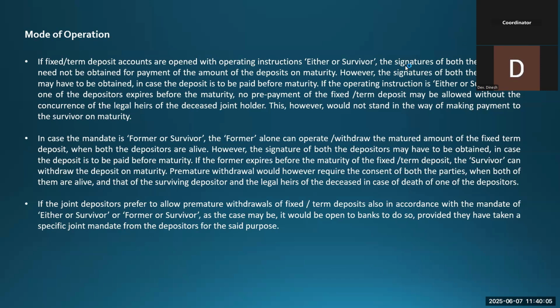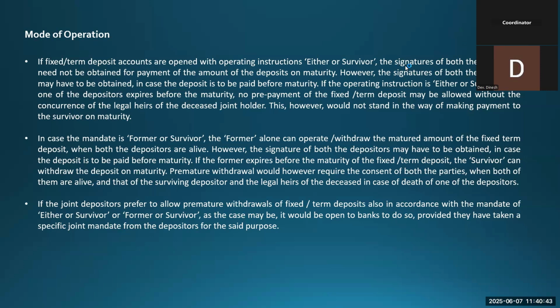Now, there is another mode of operation called former or survivor. The account operation can be done by the former. Former means first holder. In a joint account, there are 2 holders or 3 holders, depending on the situation. Imagine that there are 2 holders. The account operations are done by the former, which is the first account holder. If anything happens to either of the joint account holders, then the balance in the account will go to the survivor who is alive.